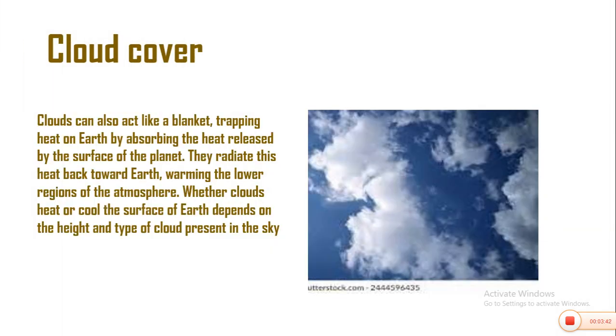Cloud cover. Clouds can also act as a blanket, trapping heat on Earth by absorbing the heat released by the surface of the planet. They radiate this heat backward towards the Earth, warming the lower regions of the atmosphere. Whether clouds heat or cool the surface of the Earth depends on the height and type of cloud present in the sky.